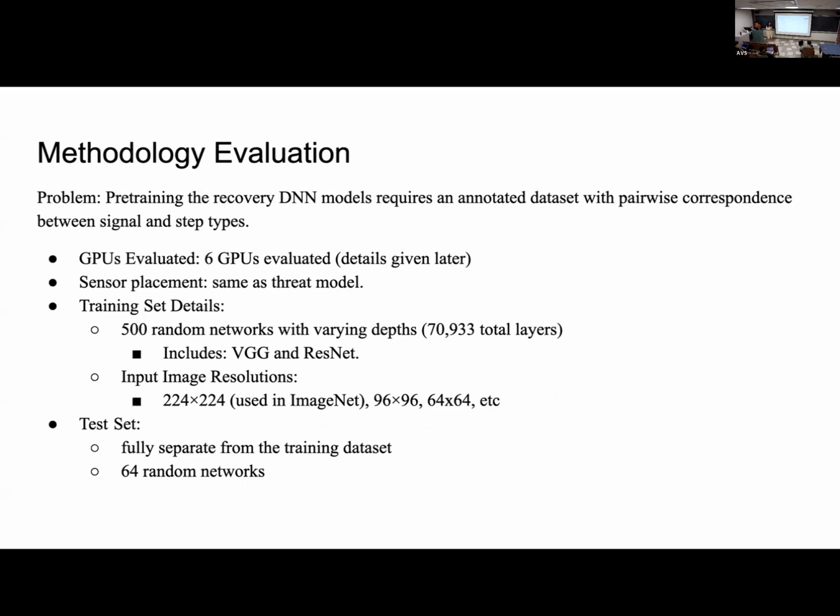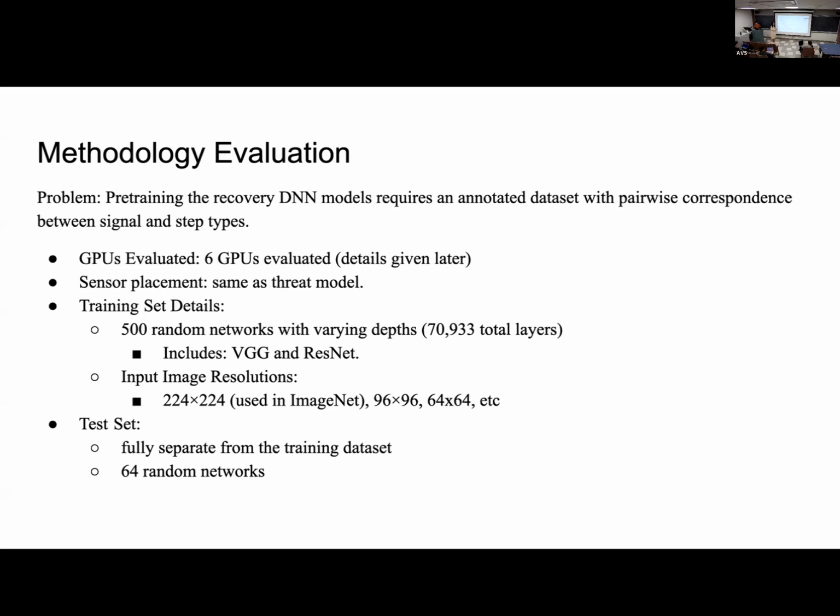Here comes the evaluation part. Actually, the methodology they use covers a bunch of settings. They have evaluated on 6 different GPUs, and the sensor placement is the same as the previous model I mentioned before. They just directly put it near the power. And because they need to train the DNN models, it's very important for them to choose a training data set and a test data set.